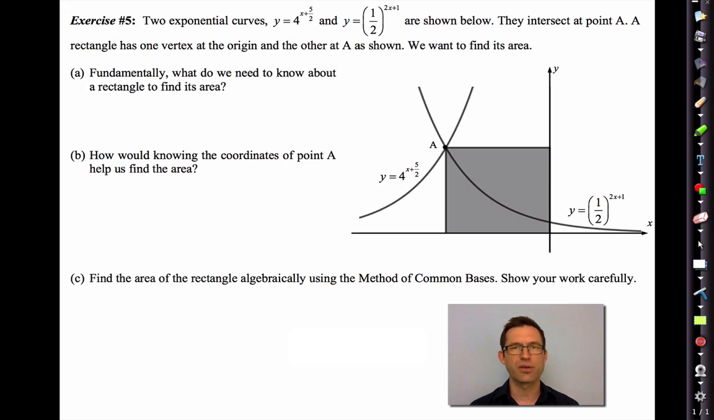So that's not a square, it's just your garden variety rectangle. I suppose it could be a square, but I don't think it is. We want to find its area, so we're going to try to figure out the area of this rectangle. Letter A says, fundamentally, what do we need to know about a rectangle to find its area? This is easy enough. Pause the video for now and write down what you need to know to find a rectangle's area.